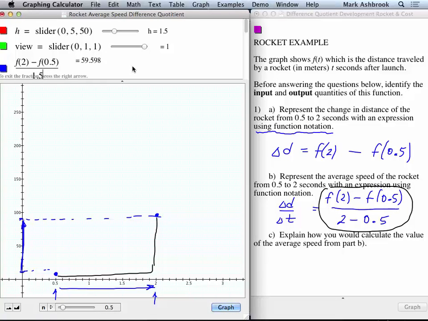59.6. What's the units on that? 59.6 what? Meters per second. Tell the person next to you what that number means. 59.6 meters per second. Tell the person next to you what the meaning of that number is. Go. What does it mean?